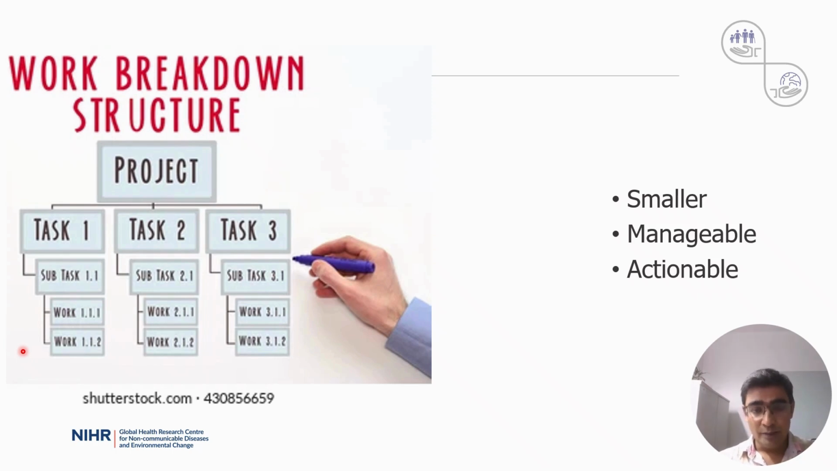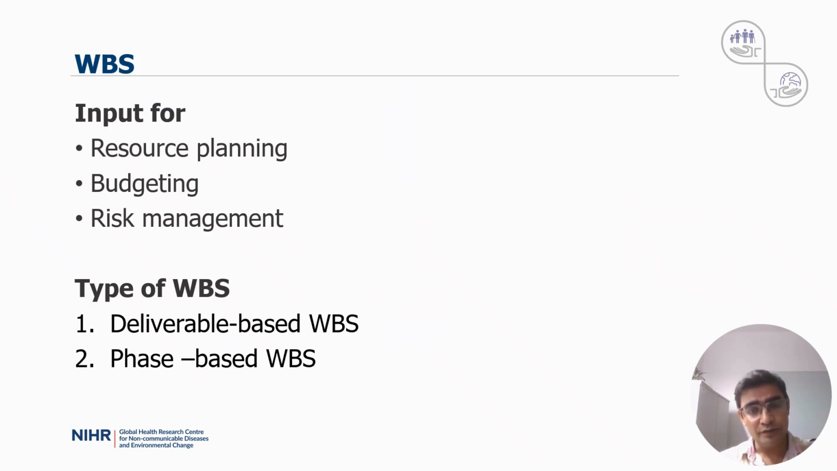The primary objective of a work breakdown structure is to guarantee that all essential work and tasks are included in the project plan, as well as to offer a framework for allocating responsibilities and tracking progress. It serves as an input for three primary project management activities. One is resource planning, second is budgeting, third is risk management.